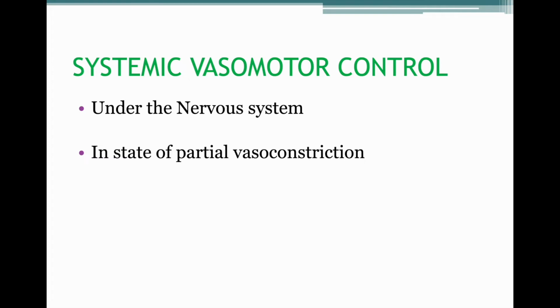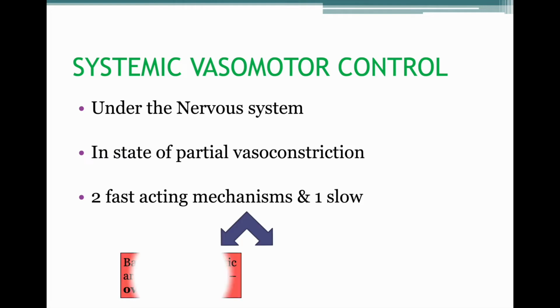So in general, any normal human being is always in a state of partial vasoconstriction. That is the tone of the arterioles or venules. Now there are two fast acting mechanisms and one slow mechanism. So let us see what those are.